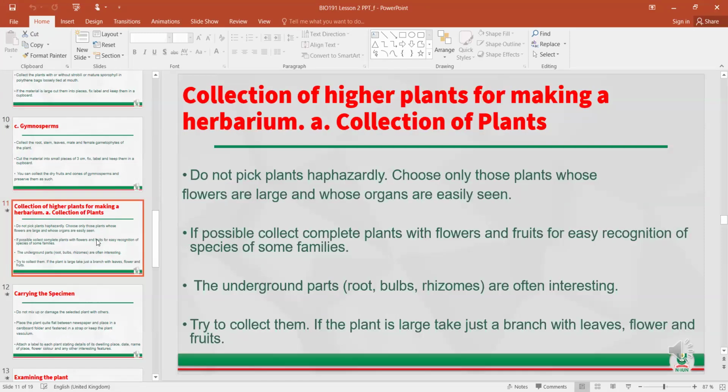Then let's see collection of higher plants for making a herbarium. Don't pick plants haphazardly. Choose only those plants whose flowers are large and whose organs are easily seen. If possible, collect complete plants with flowers and fruits for easy recognition of species of some families. The underground parts, that's the root, bulb, rhizomes, are often interesting. Try to collect them. If the plant is large, take just a branch with leaves, flowers, and fruits.